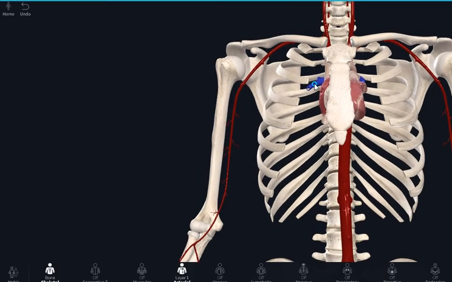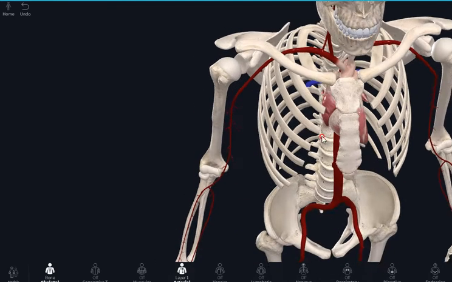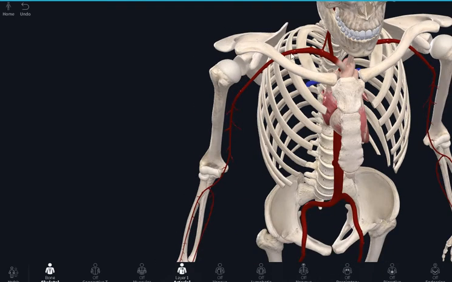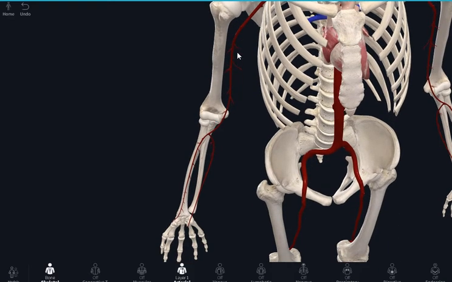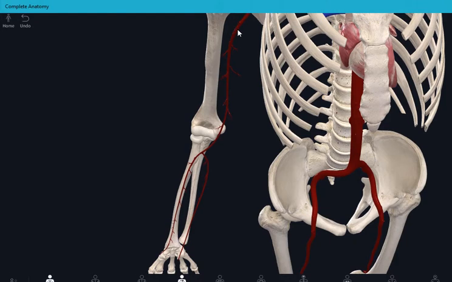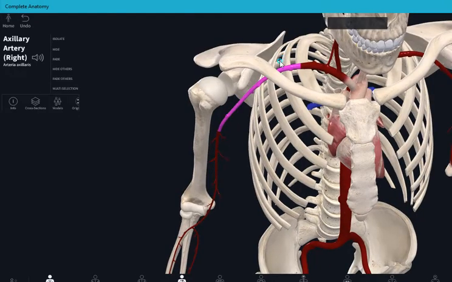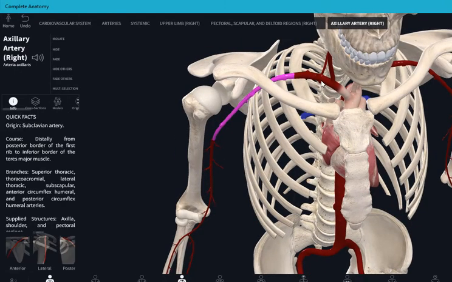With the arterial supply of the upper limb, we realize that it is the subclavian artery which is used in the supply of the whole upper limb. So you can visualize here the subclavian artery. This portion here is going to be called the subclavian artery.